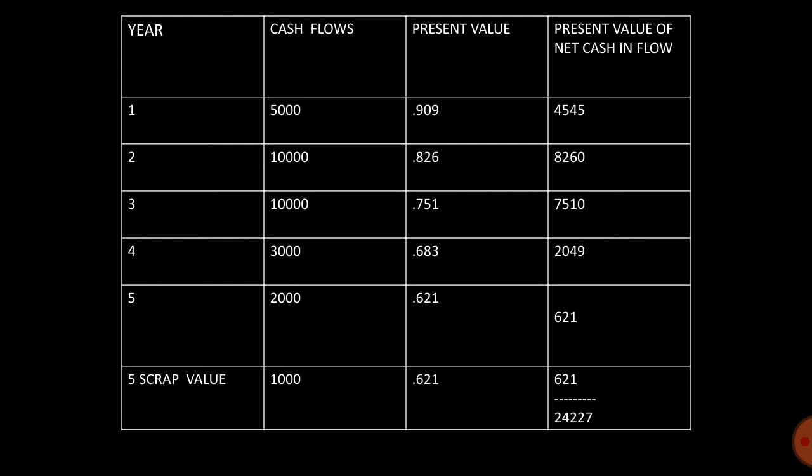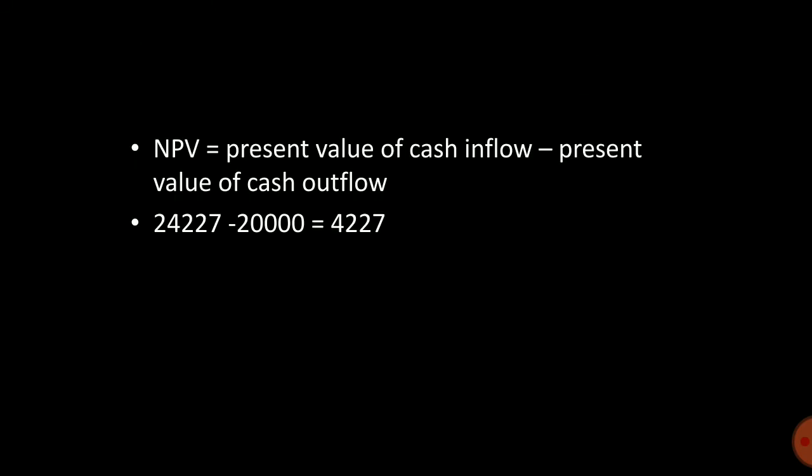Then we add all these figures, and we get 24,227, and that is the present value of net cash inflows. So we add all the present values of each year's cash inflows that we already calculated, and we get 24,227. The next step is calculation of NPV.